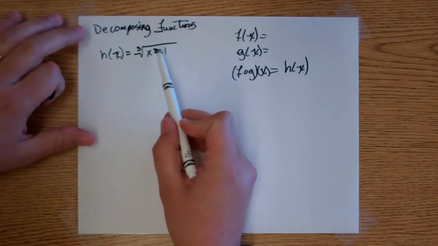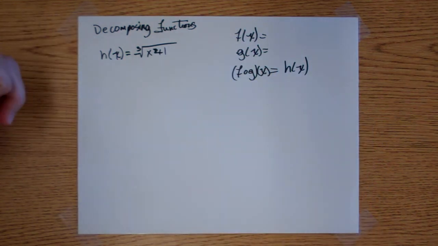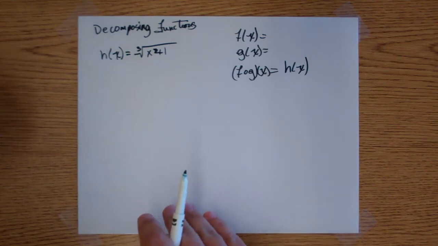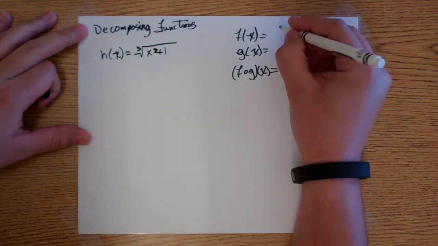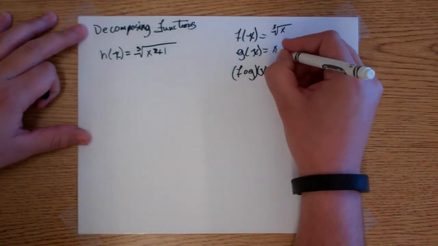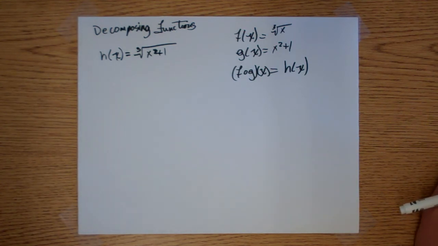What does it look like could be our g of x? Remember, the g of x is a function we put inside of f. So what could be our g? What could be our f? Well, if you notice, if we made f of x the cubed root of x, then the g of x would simply be x squared plus 1. Does that make sense? I couldn't hear what you said, so hopefully it does.